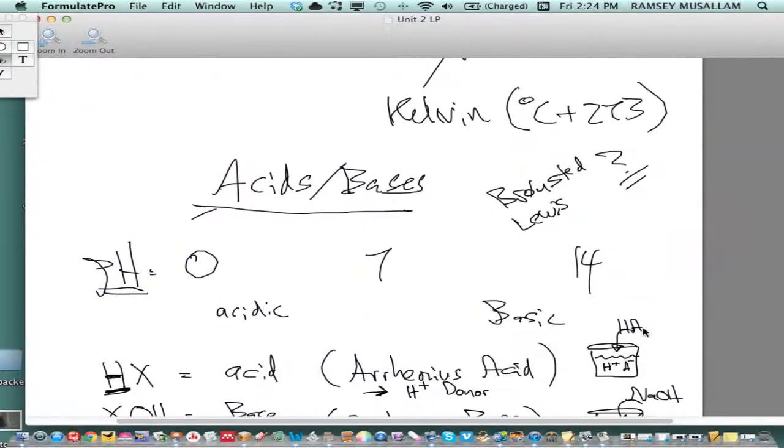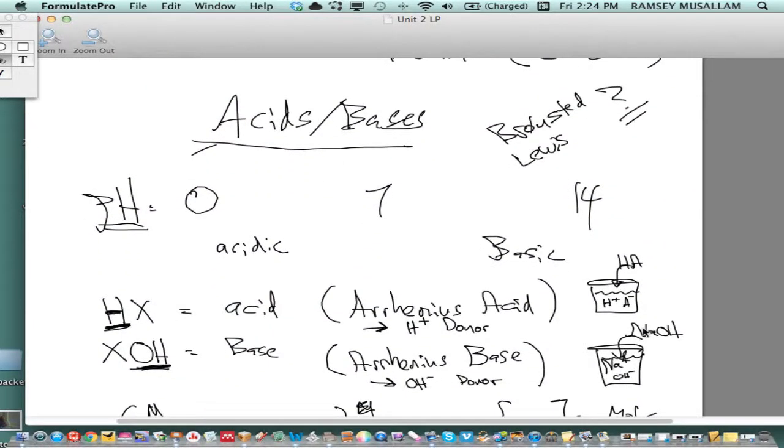What we got here with acids and bases is a pH scale from 0 to 14. This is acidic, this is basic. Typical acids and bases are Arrhenius acids and bases. An Arrhenius acid is a hydrogen donor. Sometimes a hydrogen is just called a proton, by the way, because one hydrogen just has one proton, so that word is used interchangeably. So a proton donor or hydrogen donor is the acid, and a hydroxide ion donor is the base.